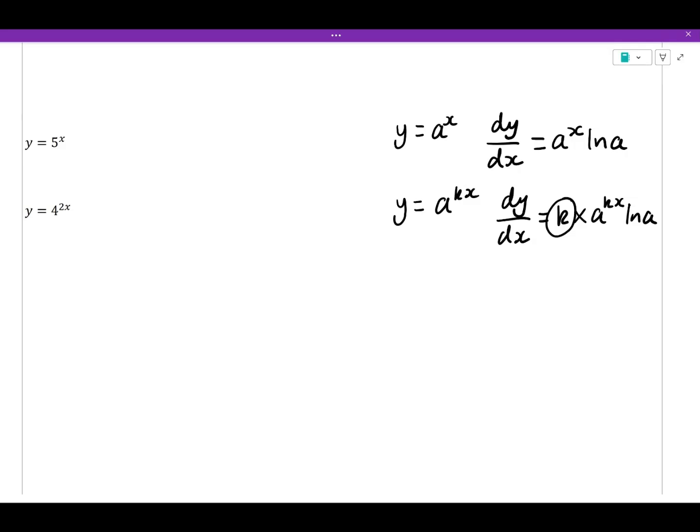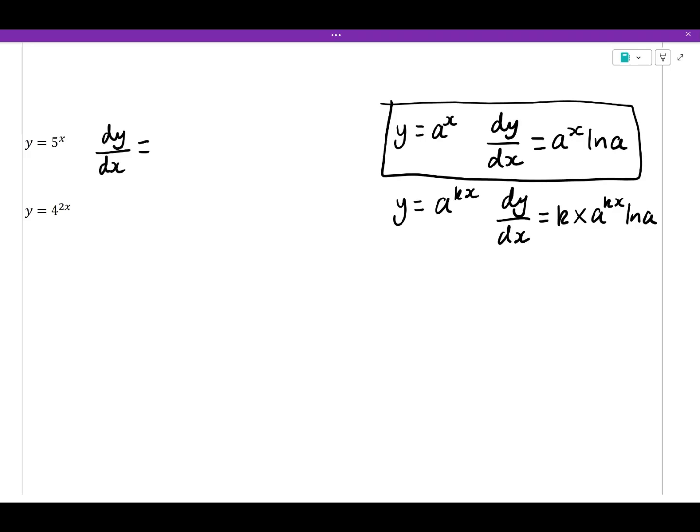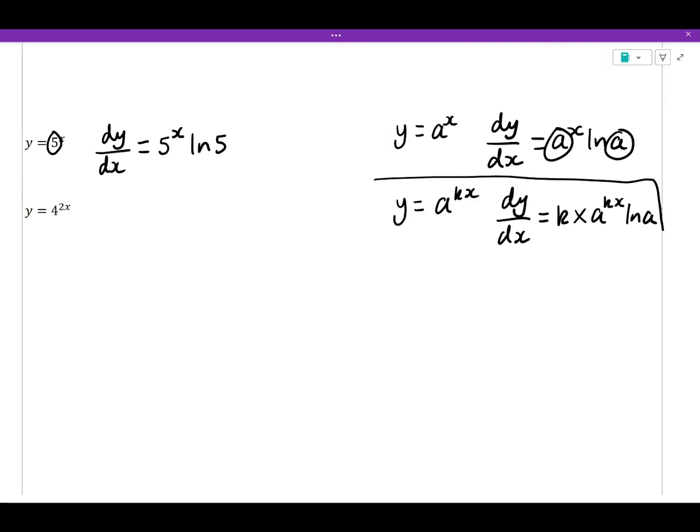So let's just apply these derivatives to our equations over here, just so you're happy with a numerical example. If we have y equals 5 to the power of x, this seems to most resemble the top one up here. So our derivative dy by dx would be 5 to the power of x ln 5, because our base is 5, so that's going to be a in my final answer, like that.